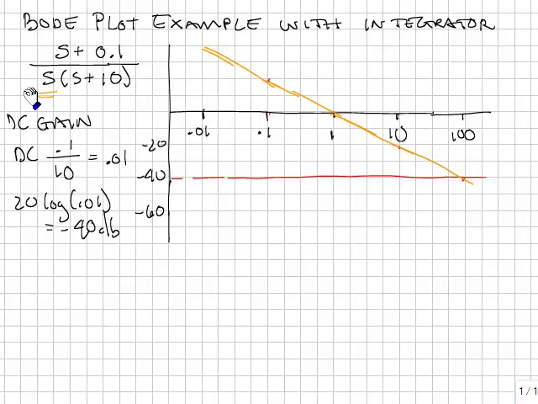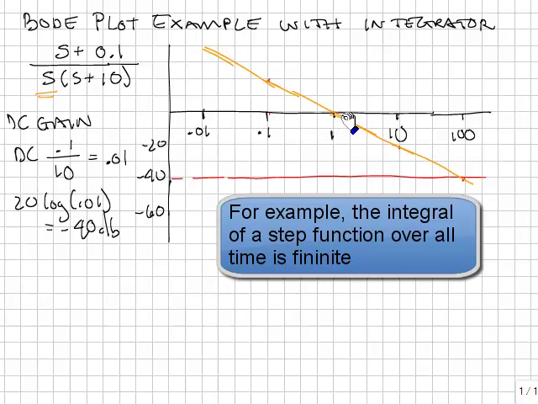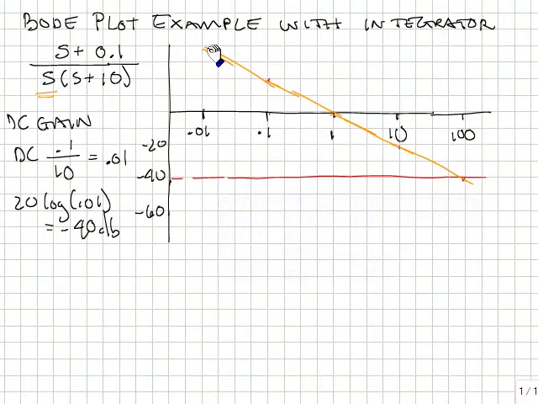That's the problem when you have the DC gain, right? You put a 0 in here, it blows up, it goes to infinity, which is really what happens. At DC, you integrate it, and it ends up being an infinite value.